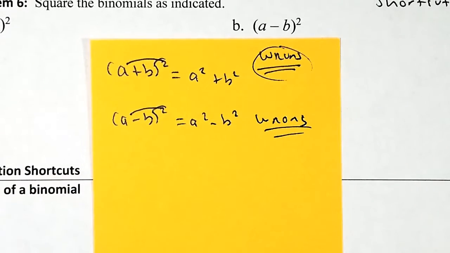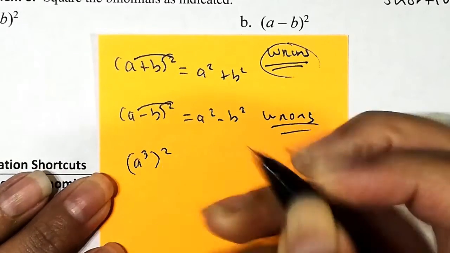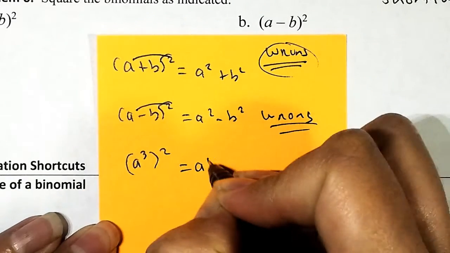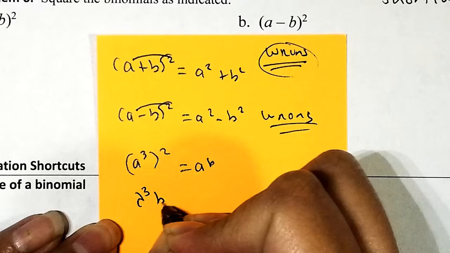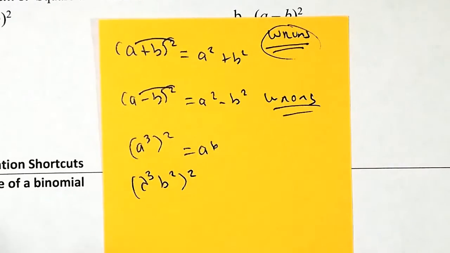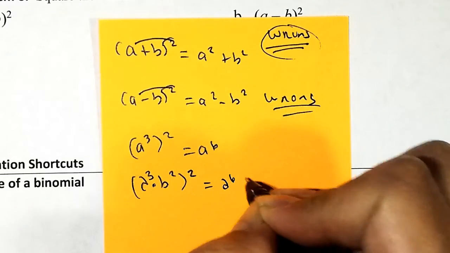The question is, how come they're wrong? The power rule only applies to factors, not terms. So how can we tell if we have factors? If it says a to the third squared, we got a single term, that's a factor. Power rule, that would be a to the 6th. If we had a product, a multiplication problem, we got two factors. Let's do this. That will give us a to the 6th, b to the 4th.